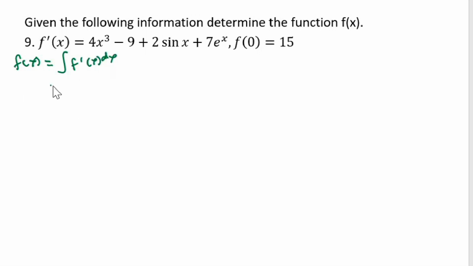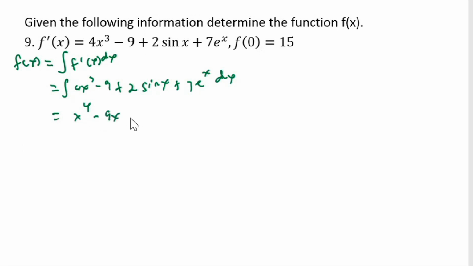So by substitution, we can write f of x is equal to the integral of 4x cubed minus 9 plus 2 sine x plus 7e raised to x dx. Taking the integration for this gives us x raised to 4 minus 9x minus 2 cosine of x plus 7e raised to x plus a constant. So now this is our f of x.